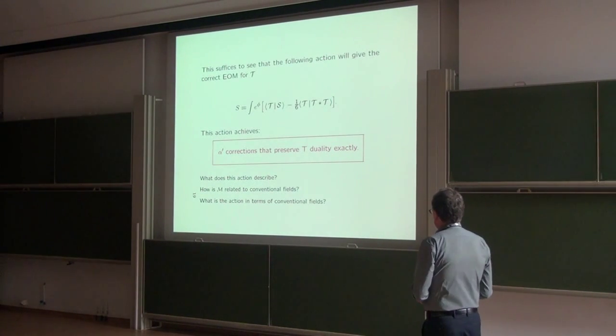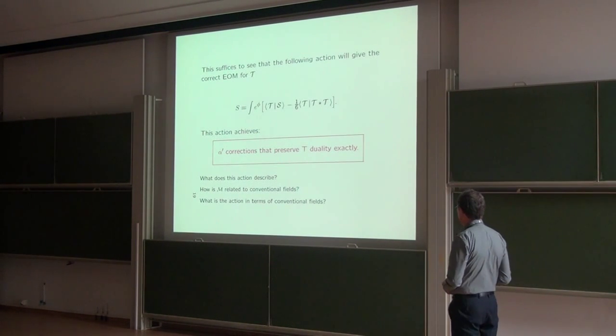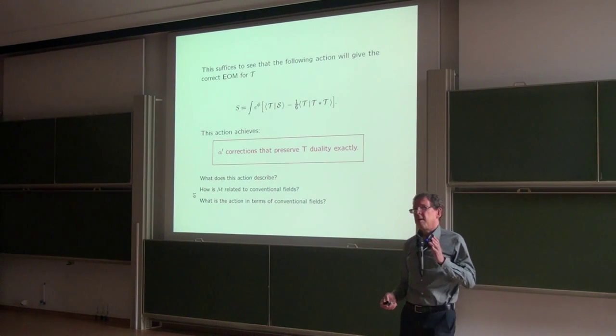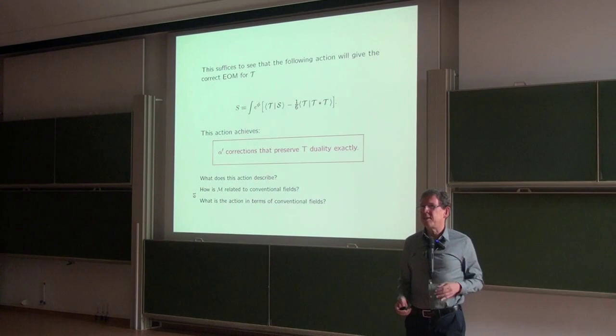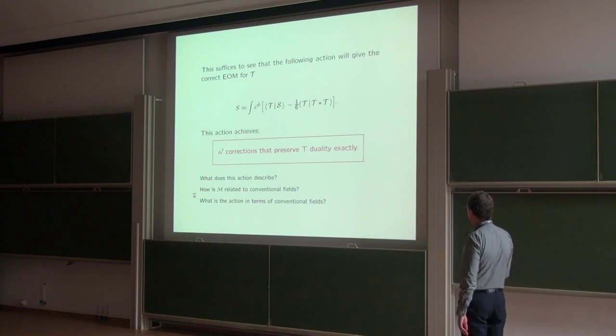So what does this action describe? How is M related to conventional fields? And what is the action in terms of conventional fields? You may have gotten lost with this discussion, so what does one want to take out from here? Well, the first thing is that this action involves a field T.